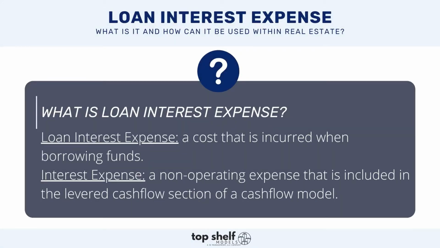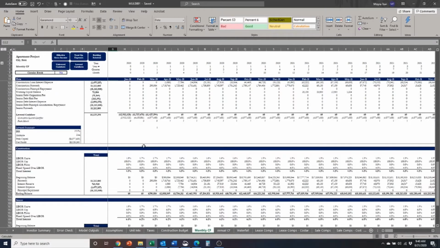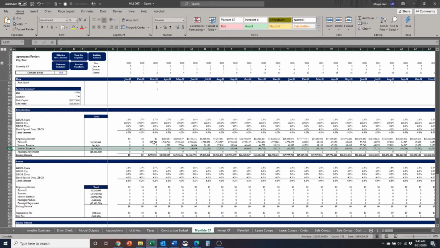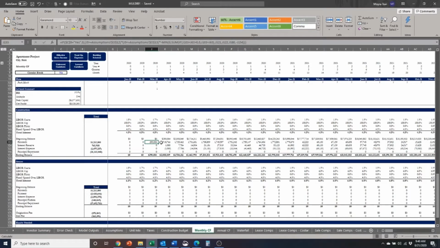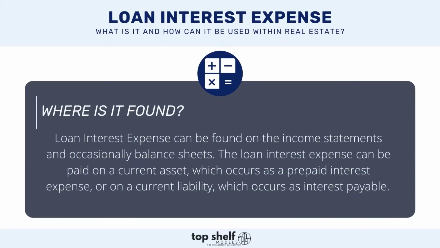Loan interest expense is a cost that is incurred when borrowing funds. Interest expense is a non-operating expense and is included in the levered cash flow section of the cash flow model. I can show you that right here. We've got the unlevered section, and then down here we've got the levered section, where you can see we calculate all of the expenses. So it's located in the levered section of the model.